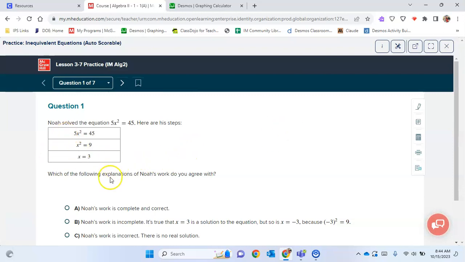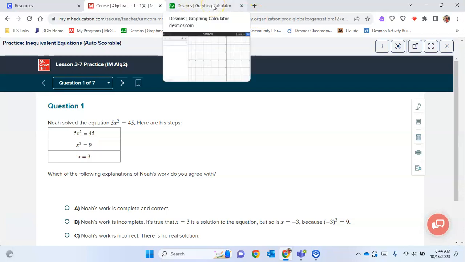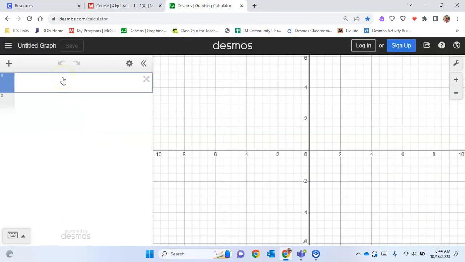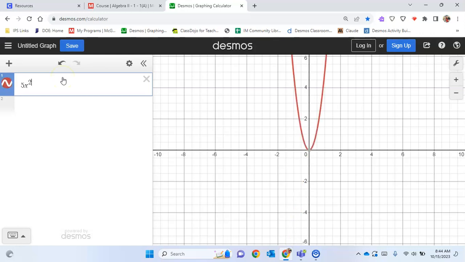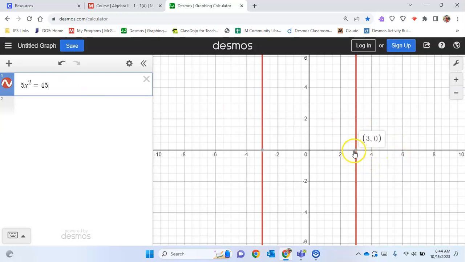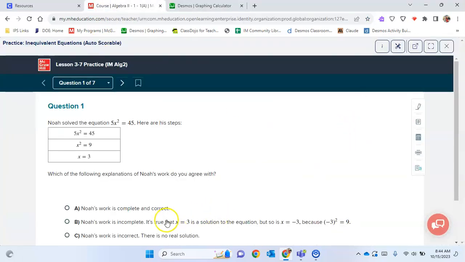Well, 3 is an answer, but -3 times -3 also equals 9. Let me show you that in the graphing calculator real fast. 5x squared equals 45? There are two solutions, 3 and -3. Noah's work is incomplete. It's true that x equals 3 is a solution to the equation, but so is x equals -3, because -3 squared equals 9.